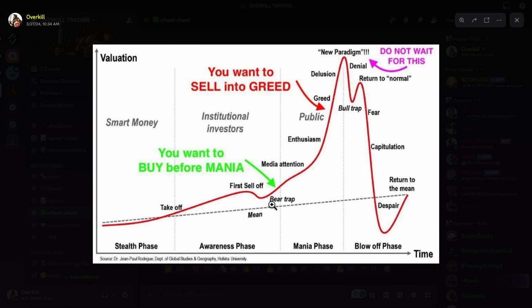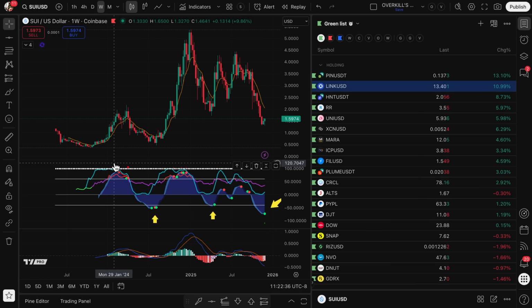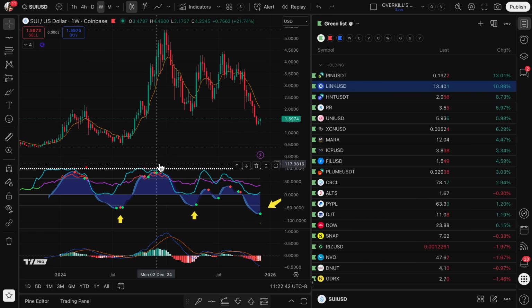Markets always reverse, guys. Markets go in cycles. They go up, they go down, they go sideways. Look at SUI. It's a wave. Up, down, up, down, up, down. We don't want to get caught buying up here, ever.